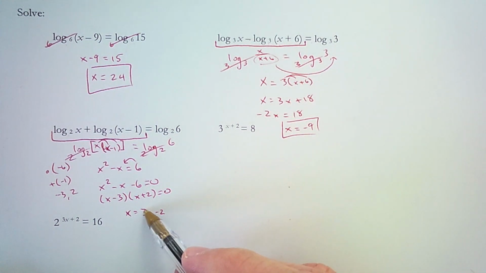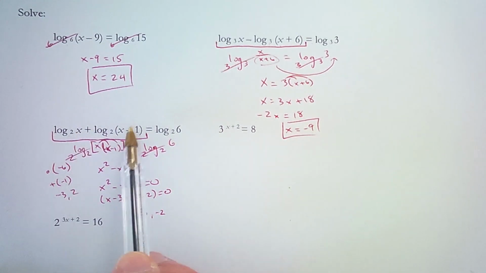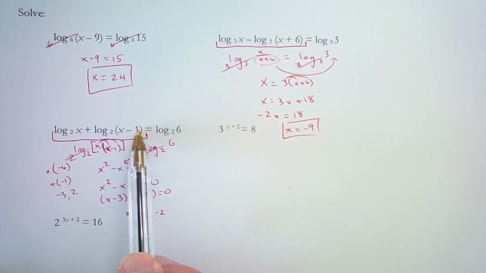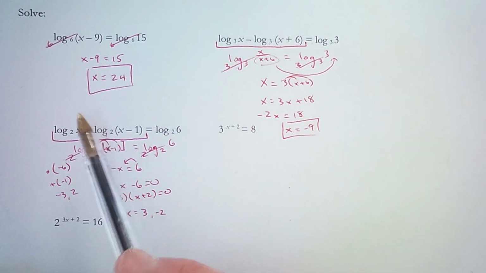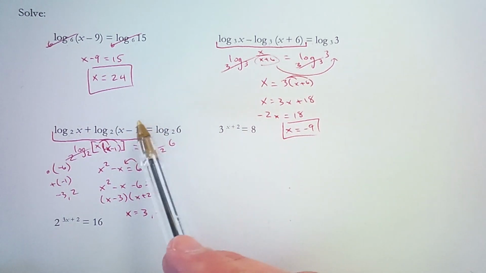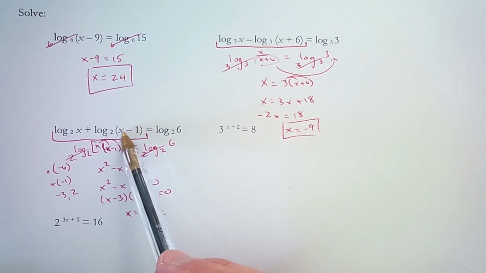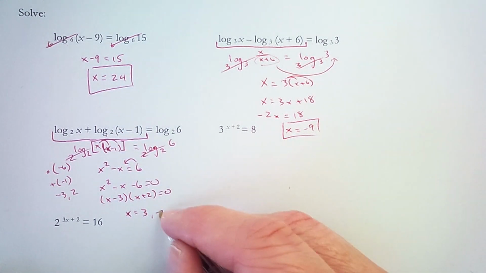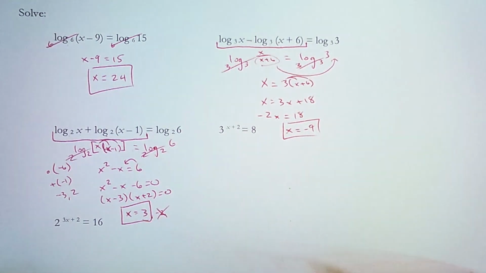Now if I plug these in, so if I plug a 3 in, I get arguments of 3 and 3 minus 1, and both of those are positive arguments, so that's okay. If I plug in a negative 2, I get arguments of negative 2 and negative 3, and I can't have a positive base raised to a power to get a negative argument, so that solution will not work. So x equals 3 is the only valid solution.